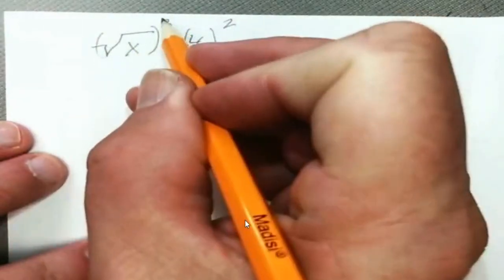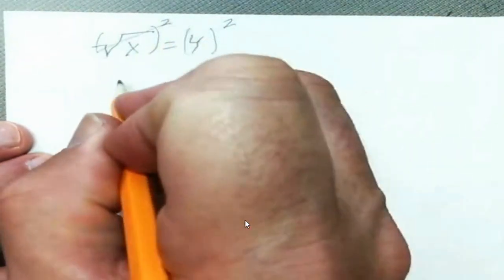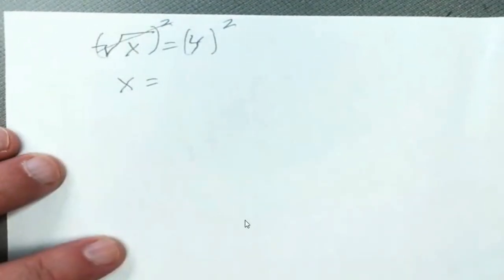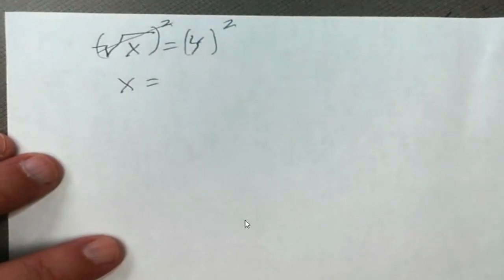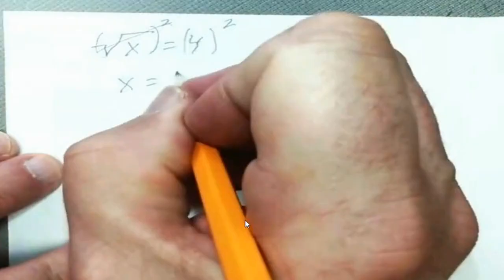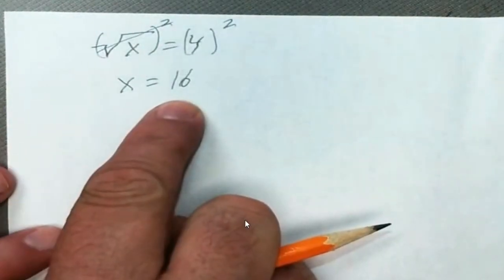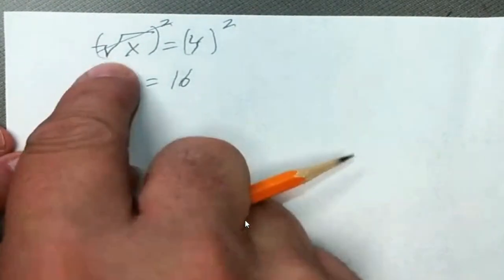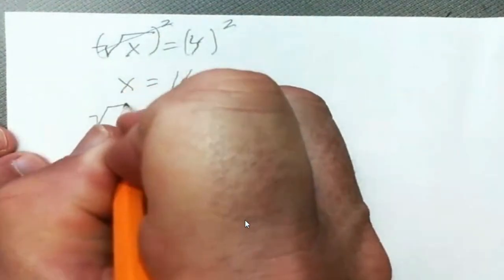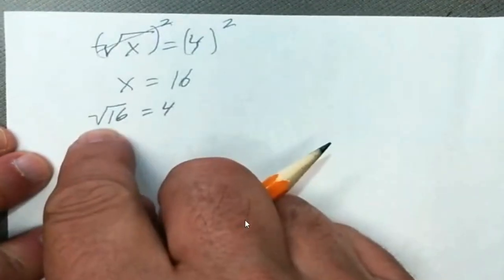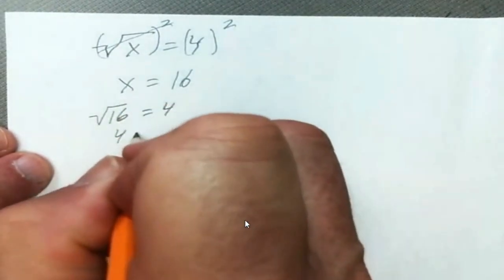The square root of x squared is just x. Those cancel each other out because these are opposite, inverse operations, right? And 4 squared is 16. That's the answer, because we can go back and check it and say the square root of 16 equals 4. Yes, the square root of 16 equals 4.